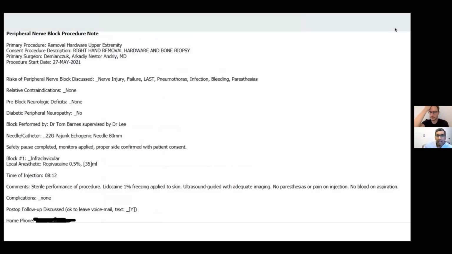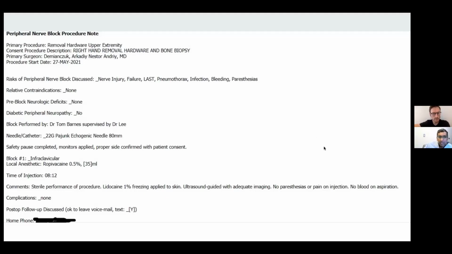Okay. So this is the procedure note that we have. We have a number of boxes that get pre-populated by the computer system, which is handy. So we have the surgery, the surgeon, the date of the procedure, risks that we have discussed, and any contraindications. And then we have a drop-down menu for who performed the block, what needle was used, that we had a timeout, and the specific block and local anesthetic that was used. And then we have free-form text that you can add to with respect to comments or complications.